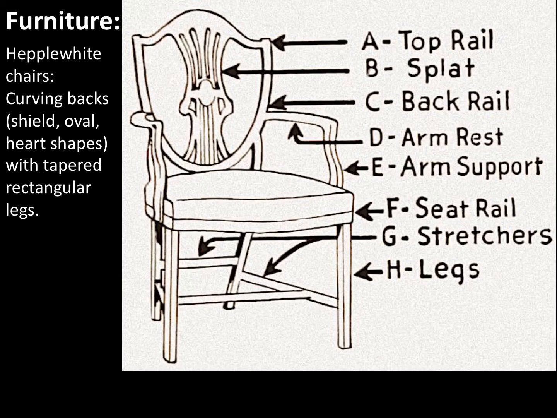So let's see what Mr. Heppelwhite was up to. All of the Heppelwhite's chairs have a curved back. The drawing here is a shield-shaped back. Some of his chairs have an oval shape. Some of them are heart-shaped, but they all have a beautiful curve to the shape of the back itself. Notice the legs here. We don't have that cabriole leg. We have tapered rectangular legs. So those are kind of defining features of the Heppelwhite look.